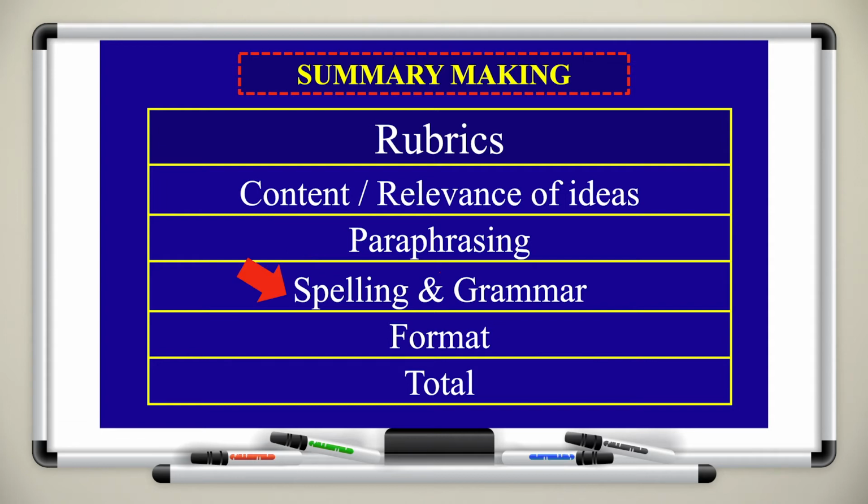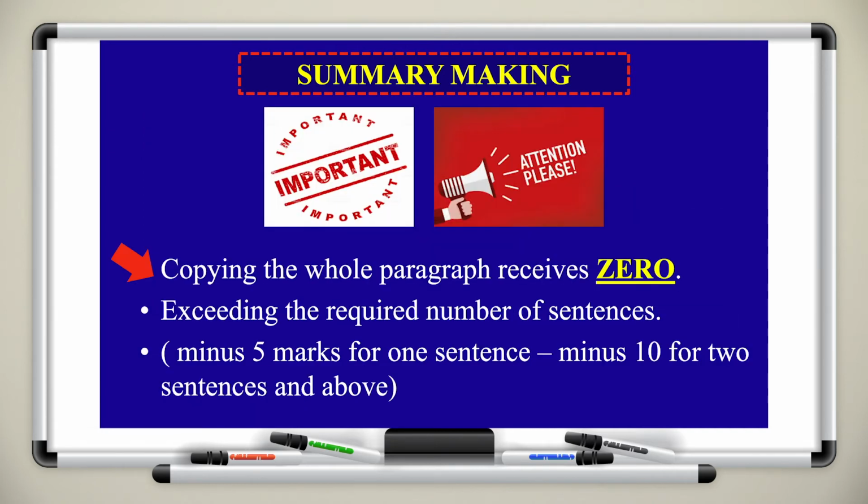Also, pay attention to your spelling and grammar, as well as the format. Just like I told you a few seconds ago, don't write your summary in points. It should be in a paragraph format. All of this will give you the total of the summary making. So, copying the whole paragraph receives a 0. Again, when it comes to summary, we are asking you to write 4 simple sentences. So don't copy the whole paragraph.